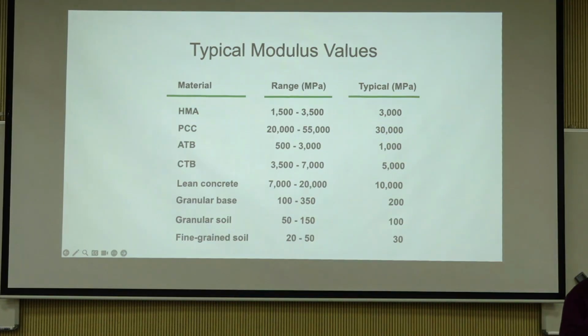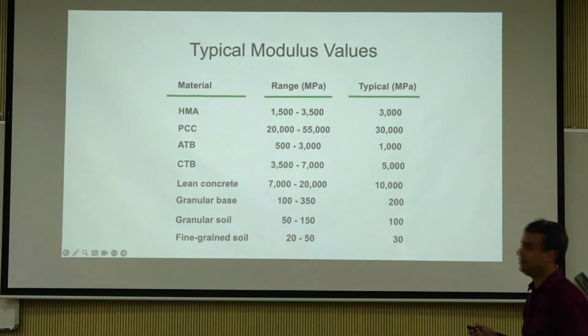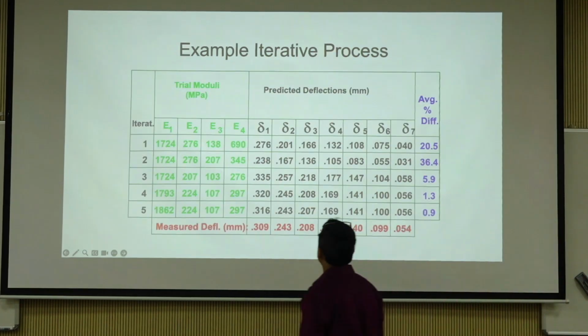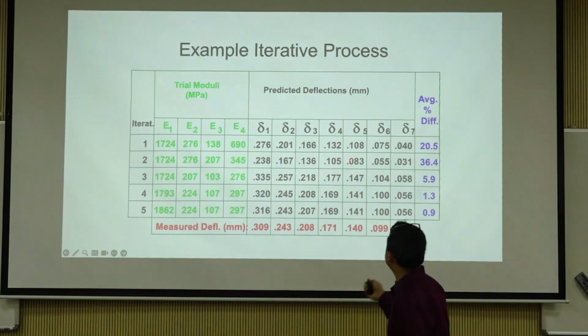Subgrade 4,000 is a little bit on the lower side, but 4 million, 400,000, 40,000 are very, very good guesses for E values if you're doing pavement design and stuff. That's how I use it. Megapascals you can convert, 6.89. Predicted deflections, this is how it works.